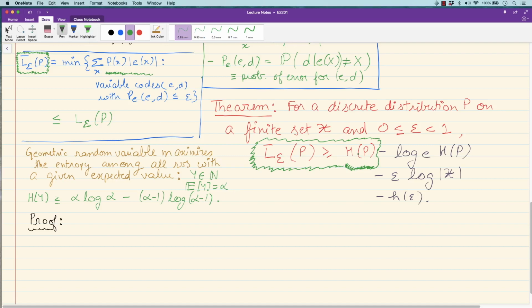L bar epsilon P is greater than HP minus some small correction term. Okay, so to prove this result, let's denote by x hat the estimate of x. We have to show a lower bound for any encoder decoder. So consider any encoder decoder, any variable length source code E comma D, and denote by x hat the final estimate. So this is the decoded value of the encoded x.